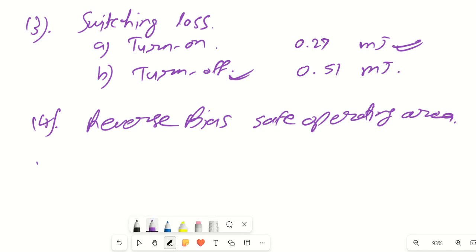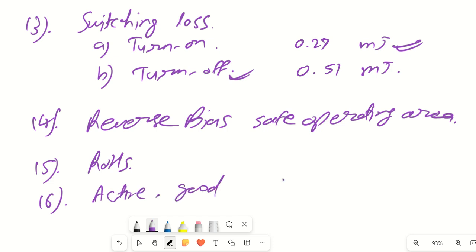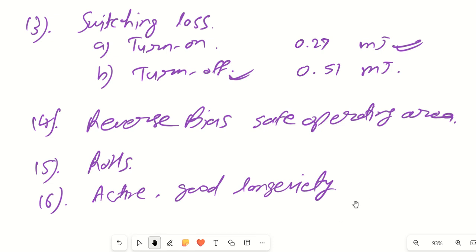And of course, there are a few parameters which are very easy to understand for anybody. Like the IGBT is RoHS compliant, and it has high or good longevity, like active status. The IC must be active, good longevity. Good longevity means it will be there in the market for quite a longer time. If you are selecting that, the IC should be active, right?